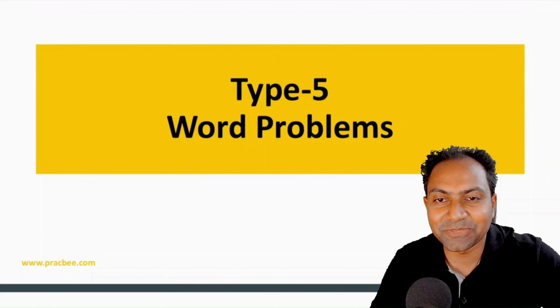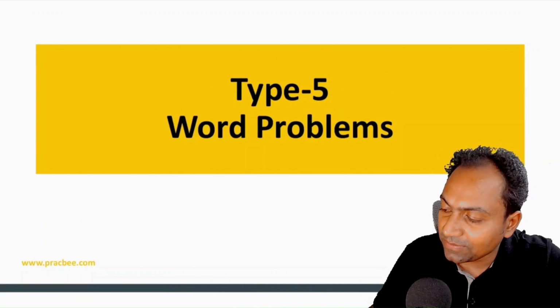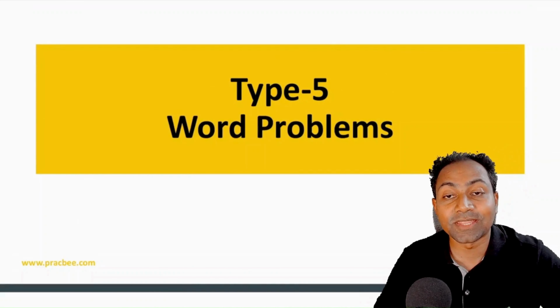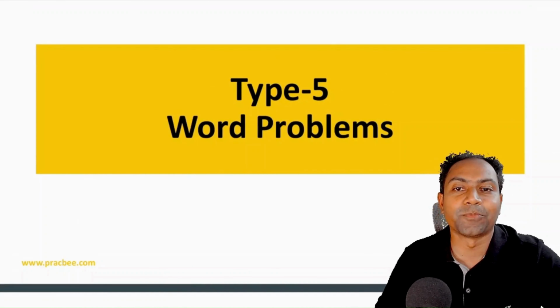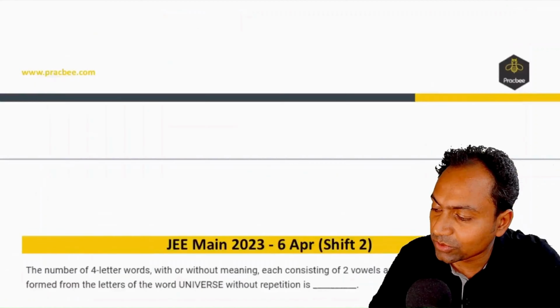Now let us start with the next problem type, that is nothing but word problems. This type of question is based on restricted permutation. That means some kind of restriction would be put on the arrangement. Now let us see what kind of question JEE asked.